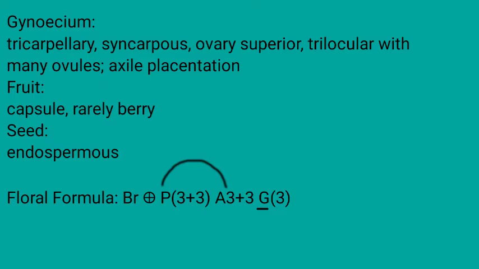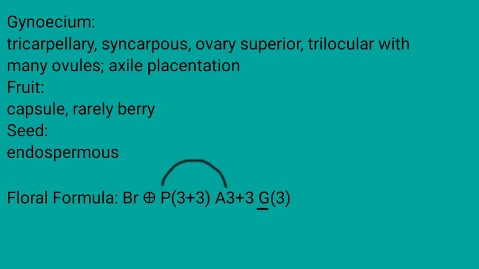Floral formula: Br, which means bracts are present. The next one, dot within the plus symbol, which means actinomorphic. We can cut this flower into two equal halves in any vertical plane. P, perianth, units of tepals, 6 in number, 2 layers, fused, so 3 plus 3 in the bracket. Androecium, A, units of stamen, 6 in number, arranged in 2 whorls, 3 plus 3.